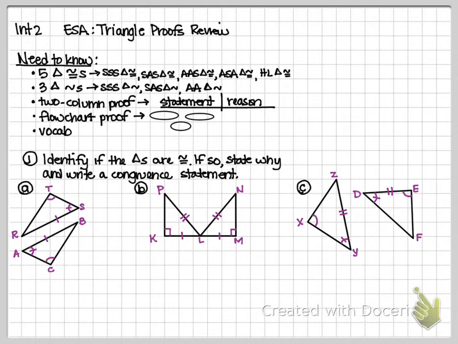So question number 1, we're going to identify if the triangles are congruent. If so, we're going to state why. So state why is one of the 5 reasons that I listed out, so the side, angle, side, and so forth. And then write a congruence statement. A congruence statement is about the triangles themselves. So triangle 1, 2, 3 is congruent to triangle 4, 5, 6, something like that. So go ahead and pause, see if you can do these 3 problems, and then come back and check.